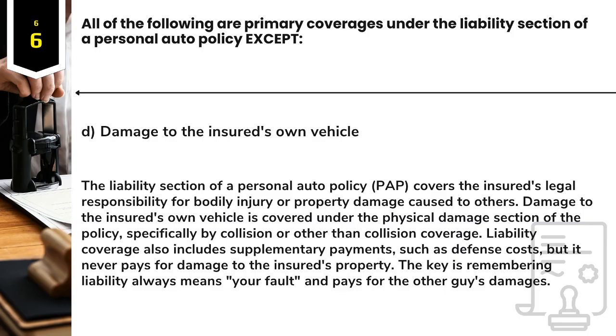Liability coverage also includes supplementary payments, such as defense costs, but it never pays for damage to the insured's property. The key is remembering liability always means your fault and pays for the other guy's damages.